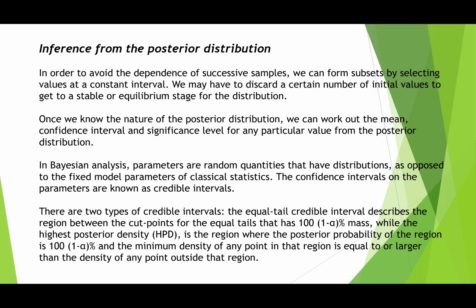The confidence intervals on the parameters are known as credible intervals, in contrast to fiducial intervals in the frequentist approach. There are two types of credible intervals. The equal-tail credible interval describes the region between the cut points of the equal tails that has 100 × (1 − alpha) percent mass, while the highest posterior density, HPD, is a region where the posterior probability of the region is 100 × (1 − alpha) percent, and the minimum density at any point in that region is equal to or larger than the density at any point outside that region.